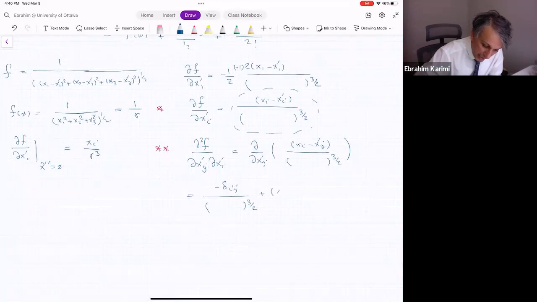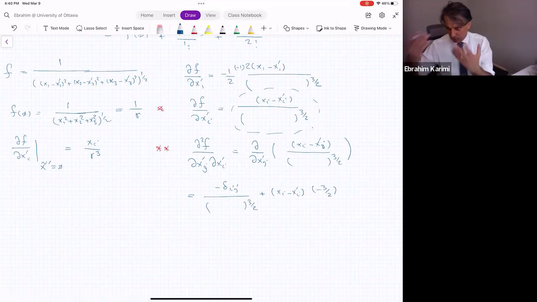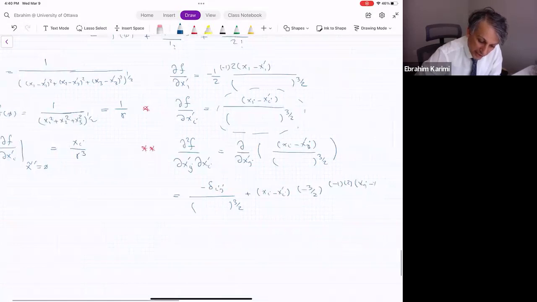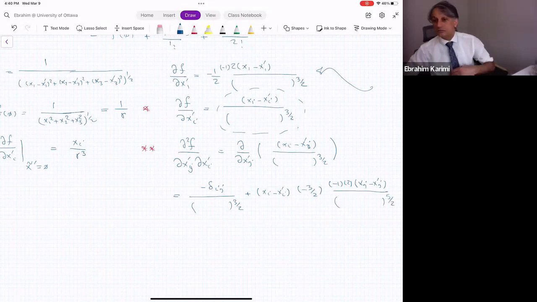What about the derivative of the other one? It will be plus (xi minus x prime i), that remains. Now I'm taking the derivative of the denominator. So it will be minus 3 divided by 2, because it's the power. Then inside of that, I have minus 1 multiplied by 2 multiplied by (xj minus x prime j). Exactly like what I have done here. The only difference is that the denominator now is to the power of 5 divided by 2. Good? Clear?